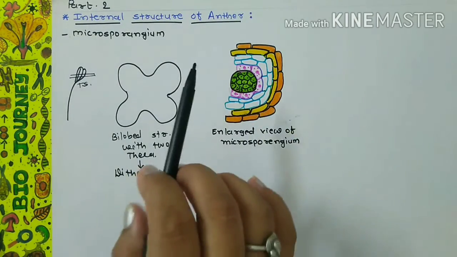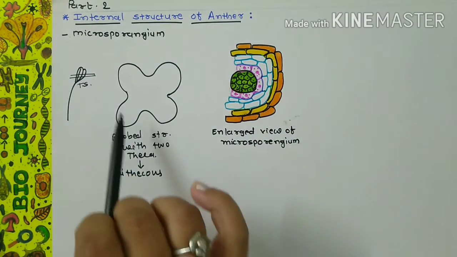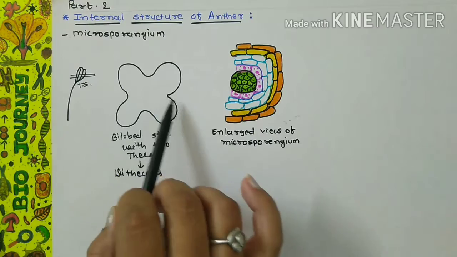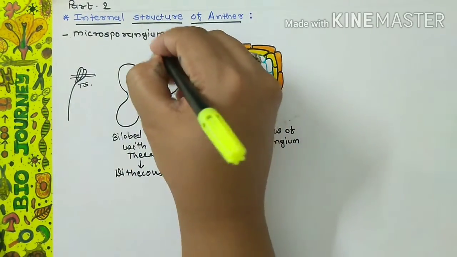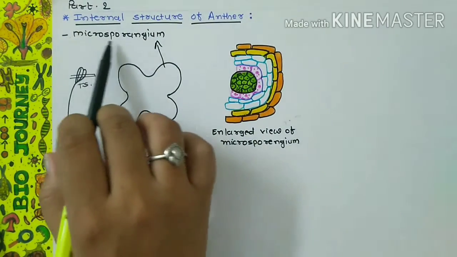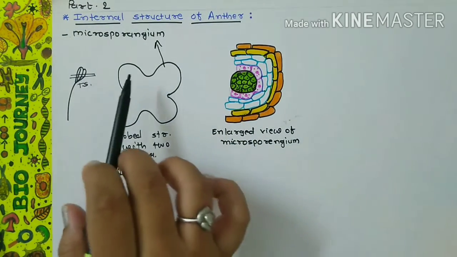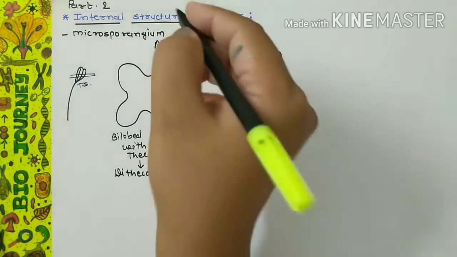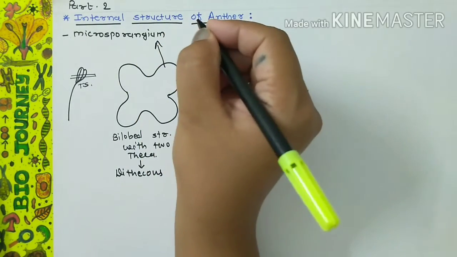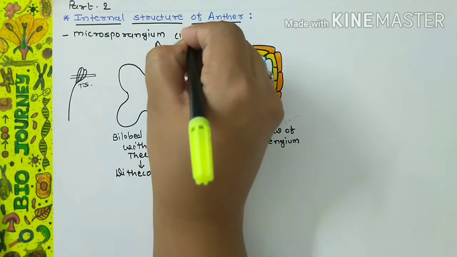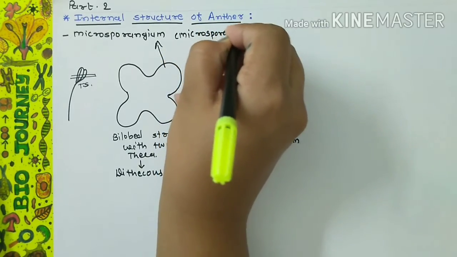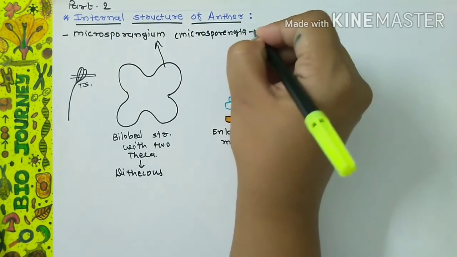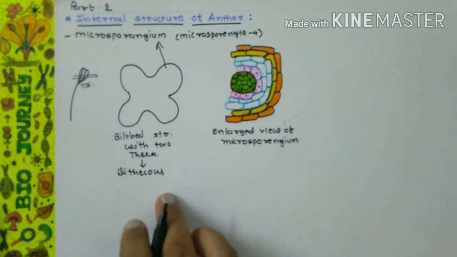So the anther is a four-sided, tetragonal structure. Now each region is known as a microsporangium. In total four are there. That's why they are known as microsporangia. How many? Four are there, right?